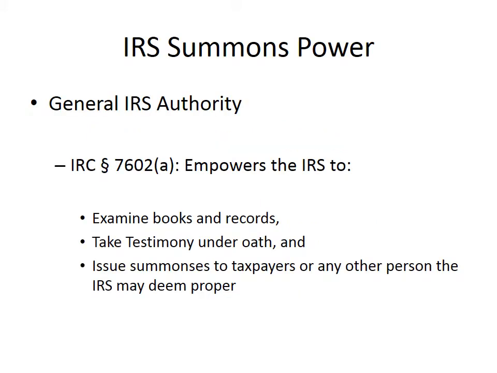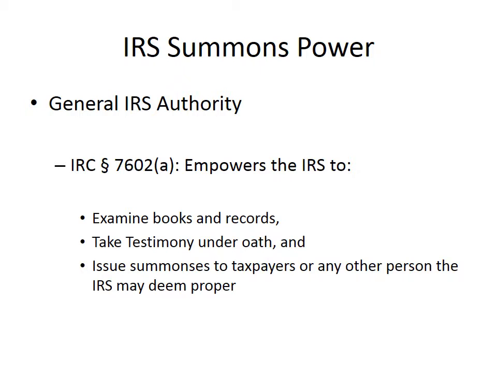We're going to begin with the summons power. Basically, under 7602(a), the IRS has the power to do three main things. The first is examine books and records. The second is to take testimony under oath. And the third is to issue summonses to taxpayers or any other person the IRS may deem proper.